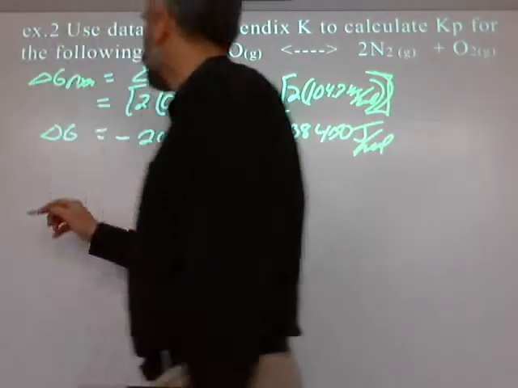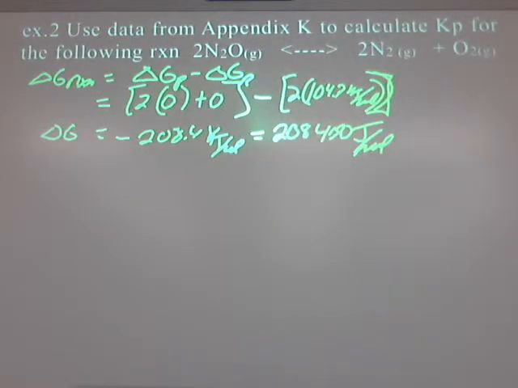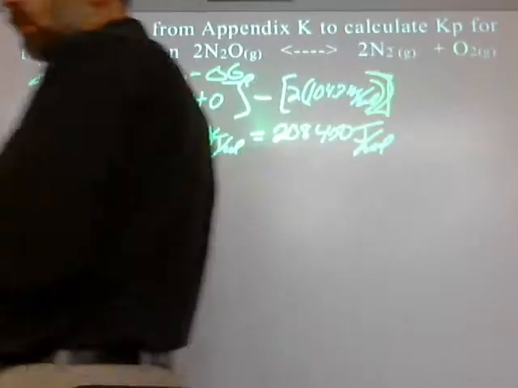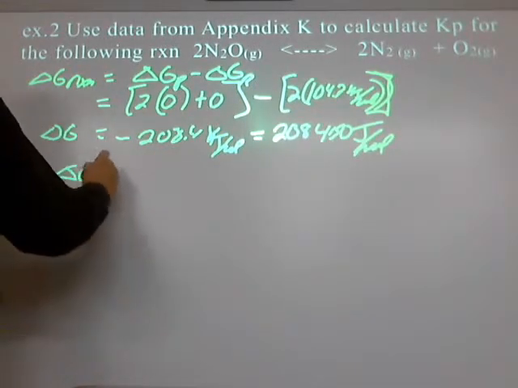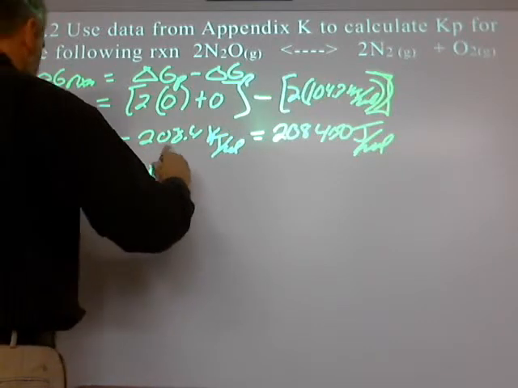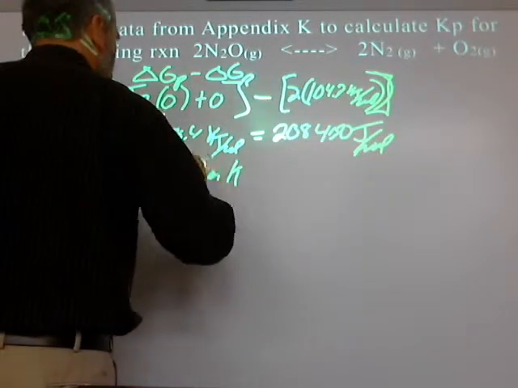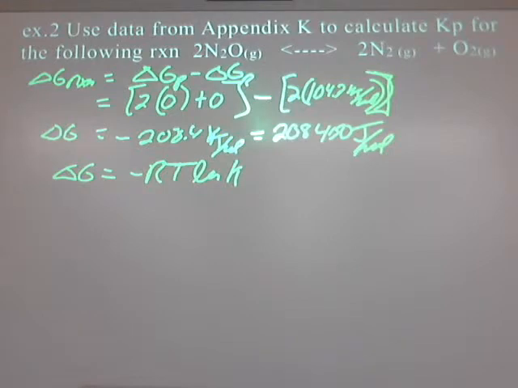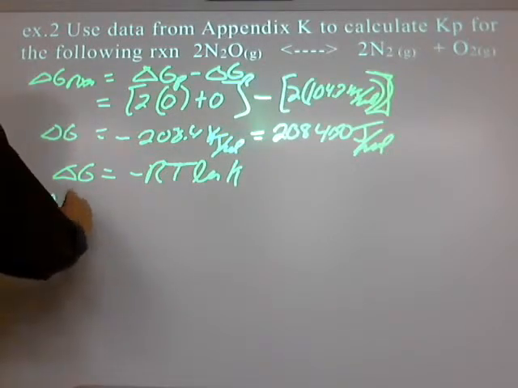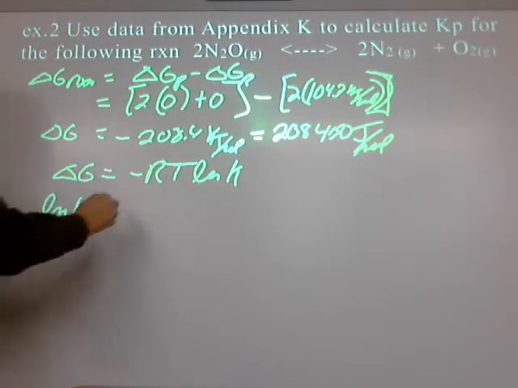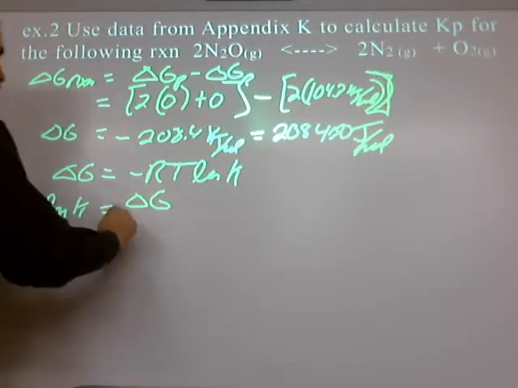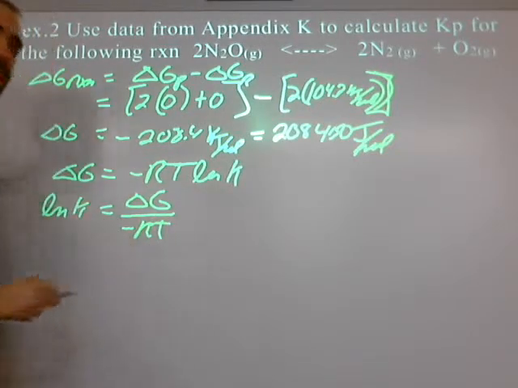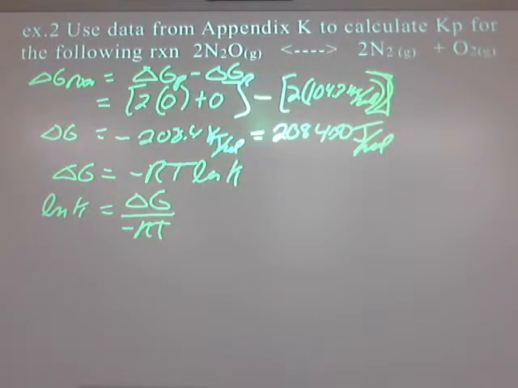Now, if I know what delta G is, I'm looking for K. Looking for K in all the wrong places. All right, so delta G is going to equal negative RT ln K. Can we rearrange that? Yeah, the ln K is going to equal what? Delta G over negative RT. Does everybody go with that? Okay.